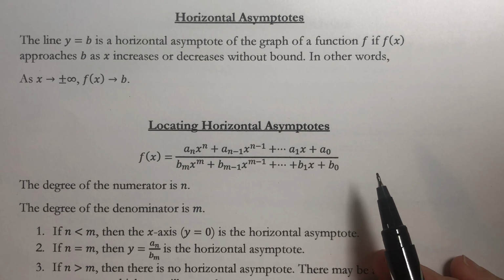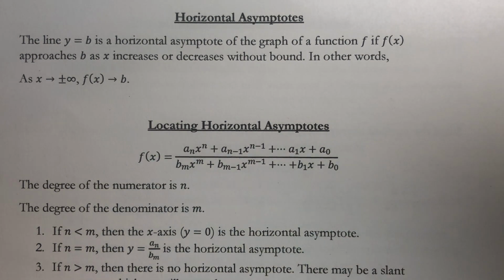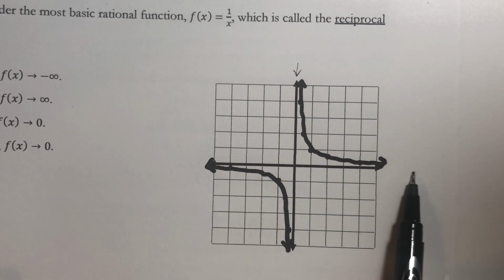This is part 2 of section 3.5. We just talked about finding vertical asymptotes. Now let's talk about finding a horizontal asymptote. If you look back at our general graph right here, our x-axis served as a horizontal asymptote.